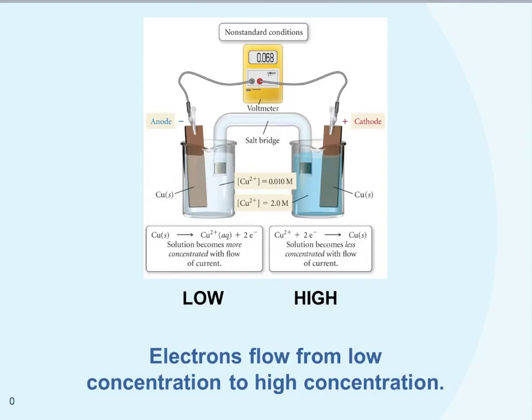When we look at what's happening at the anode, we see that copper is becoming oxidized to copper 2+ ion, so the solution becomes more concentrated with the flow of current. On the other side, the solution becomes less concentrated with the flow of current because we have copper ions coming out of solution, so we have the reduction happening there. When we look at that reaction, what that results in is that the concentration on the low end is our product, and the concentration of the ion on the cathode side is our reactant. So that's where we get the concentration of low over high whenever we're setting up the Nernst equation for a concentration cell.